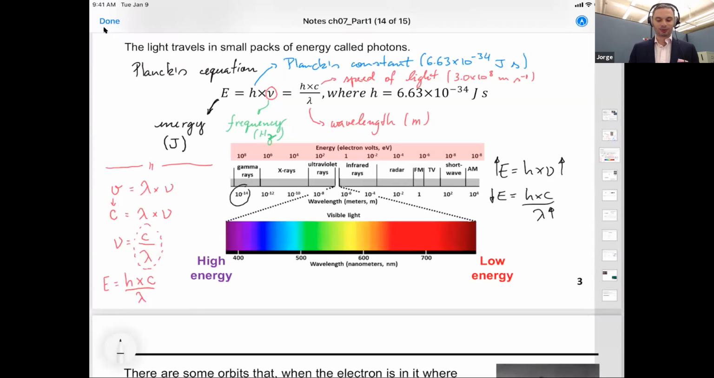See here that X-rays, gamma rays, and UV rays have low wavelength compared with IR, radar, FM, or shortwave waves. Therefore, the purple part of the visible spectrum has higher energy when compared with the red part of the electromagnetic spectrum, okay? So moving from violet to red, we are going to decrease the energy that these waves are transporting. And that's why UV rays are damaging to the skin and IR rays are not, okay? It's a matter of how much energy is being transported.